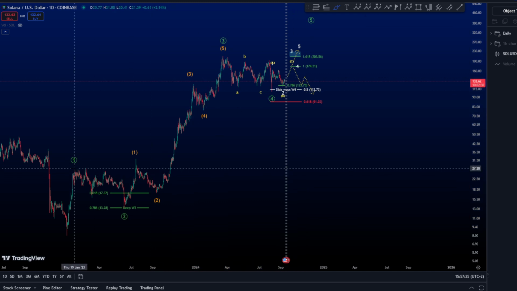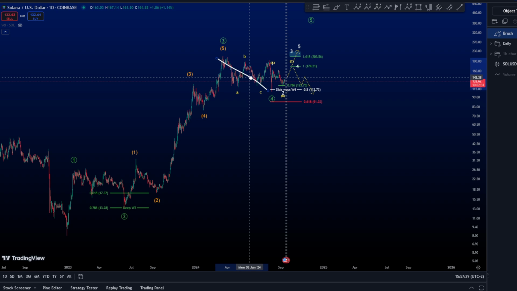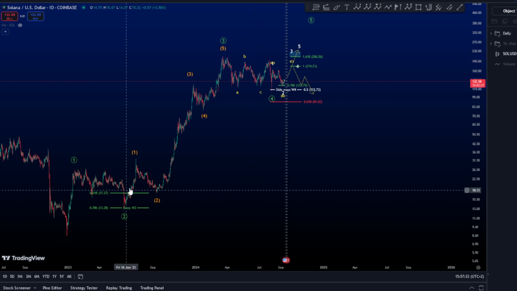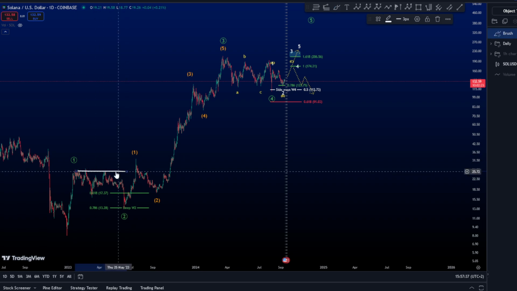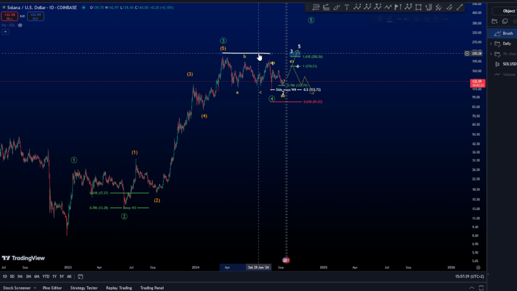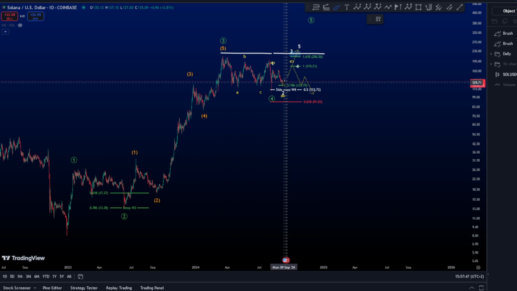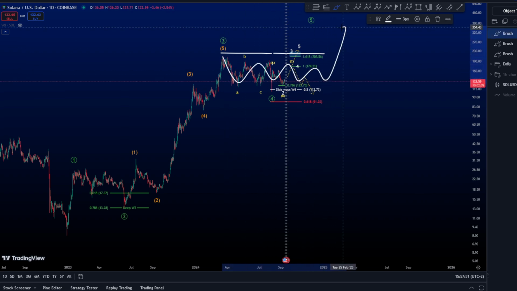Now as we can see here in our wave 2, we have a flat. We can see the same is happening in wave 4. However, the time of wave 4 can range up to double the time of a wave 2, based on Elliott Wave theory, of course. Therefore, it is very possible that we keep ranging here before we move up to our wave 5 towards the upside.